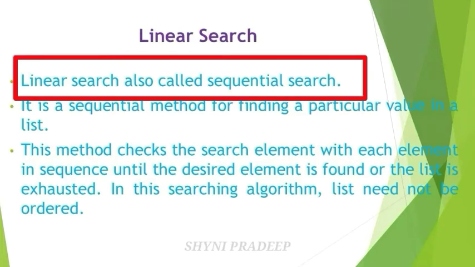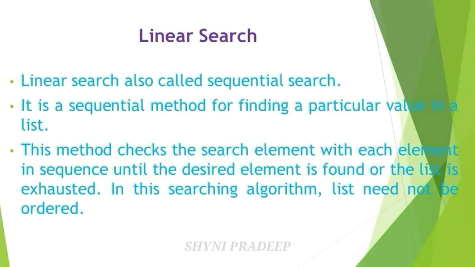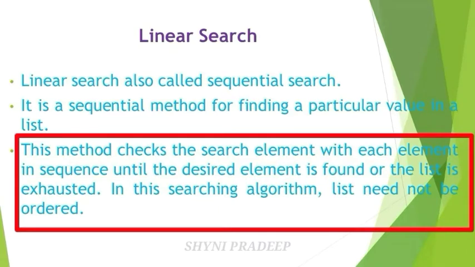This linear search is used for finding a particular value in a list. If you want to search a particular value in the list in a sequential way, you can use this linear search technique. This method checks the search element with each element in the list one by one until the desired key element is found. So let us see one example, then you will clearly understand linear search.